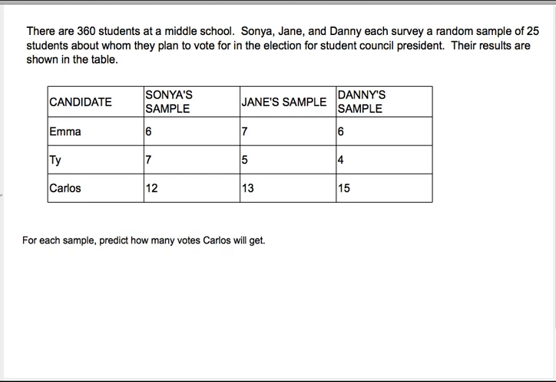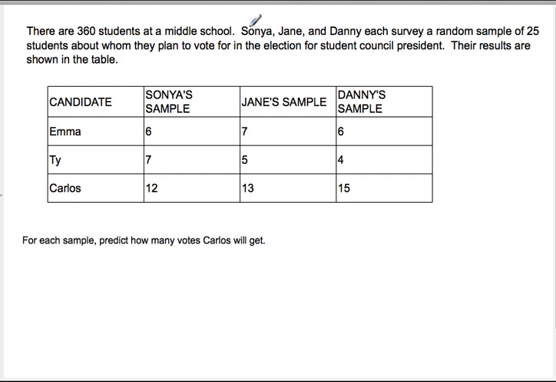So let's say there's 360 students in a middle school, and 3 of them are doing a survey of 25 random people. And they're asking them who they plan to vote for in student council, or for student council president. And the results are shown in the table. So here are the candidates. We have Emma, Ty, and Carlos. And here's 3 people taking a sample. And so, for instance, in Sonia's sample, 6 people said they were going to vote for Emma, 7 said Ty, and 12 said Carlos.